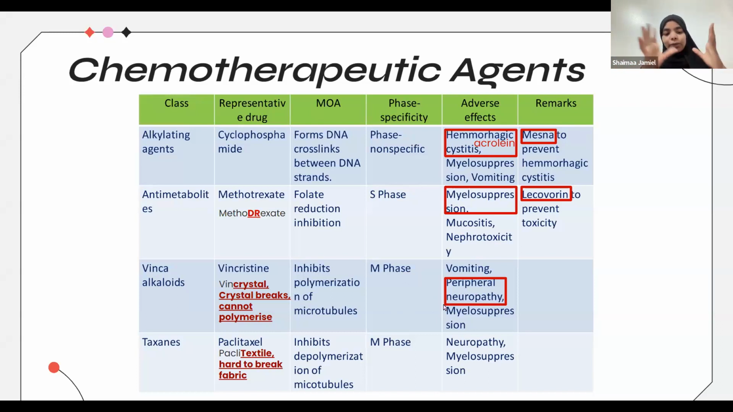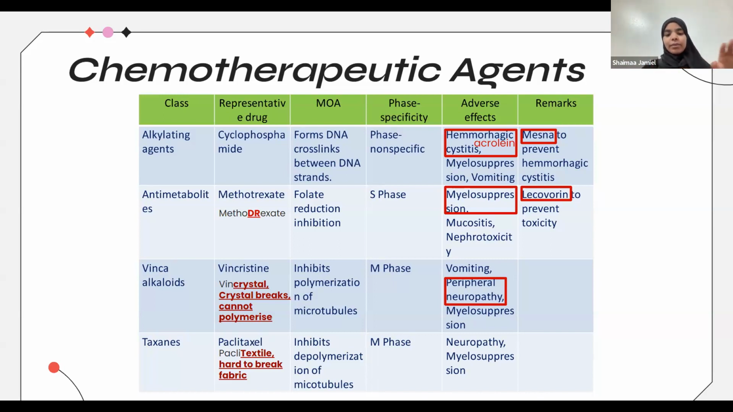Okay, so how do we remember this? I don't know if it's going to help you, but vincristine is kind of like crystal, and crystals are very fragile. You cannot really polymerize them. So in vincristine, you're not able to polymerize. However, paclitaxel kind of sounds like textile, and fabric is very hard to rip apart. So you're not able to depolymerize the taxels, and you're not able to polymerize the cristines. Okay, so vincristine inhibits polymerization, paclitaxel inhibits depolymerization, and they both work on the M phase because M is for microtubules.